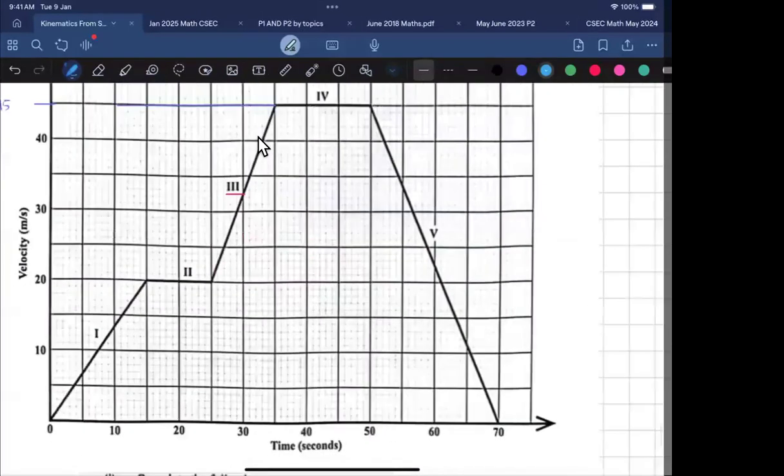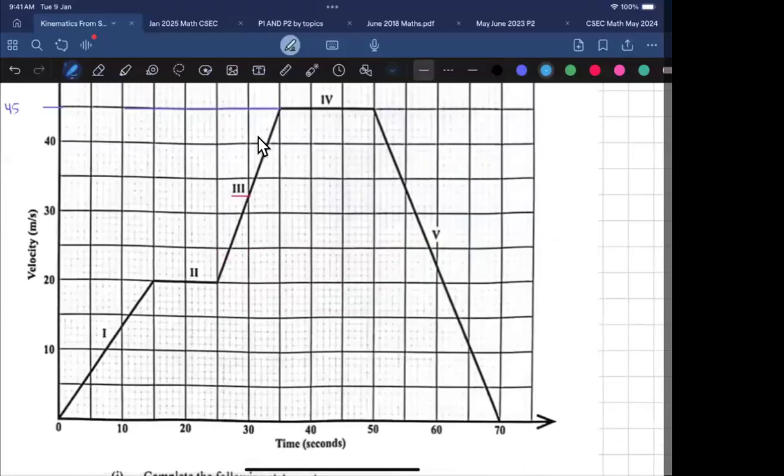So let me take some readings. First things first, what was the time period for that part of the journey? How long did that part of the journey last? 10 seconds. Let me see. So over here, this is 25, and over here, this could be 35. So you're correct, 10 seconds. So this part of the journey lasted 10 seconds.